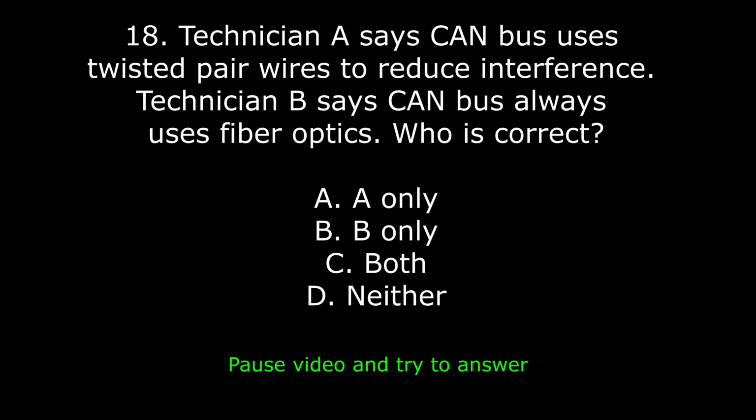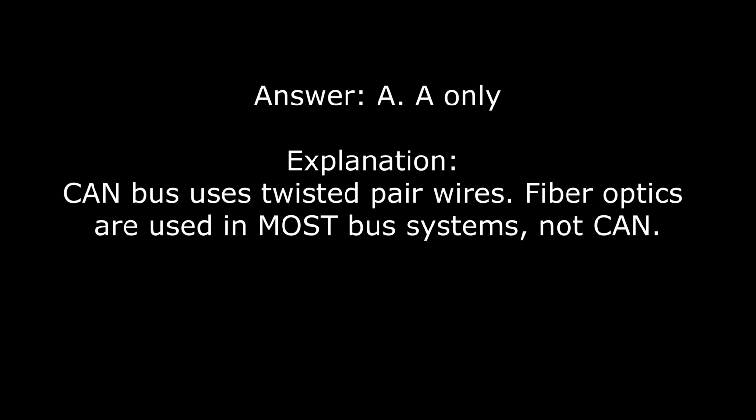18. Technician A says CAN bus uses twisted pair wires to reduce interference. Technician B says CAN bus always uses fiber optics. Who is correct? A. A only. B. B only. C. Both. D. Neither. Answer: A. A only. Explanation: CAN bus uses twisted pair wires. Fiber optics are used in most bus systems, not CAN.